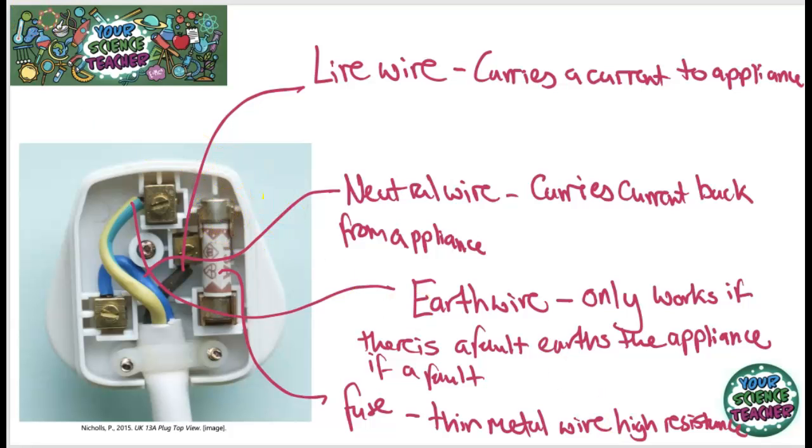Some plugs that don't contain the earth wire are doubly insulated. This means that they just contain plastic, and these appliances don't need the earth wire, and that's also important for us to remember.